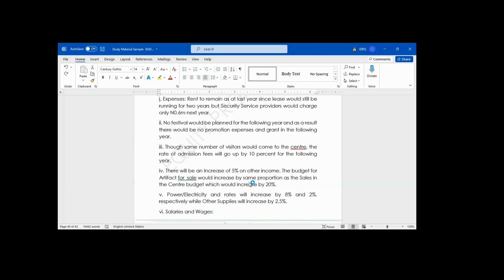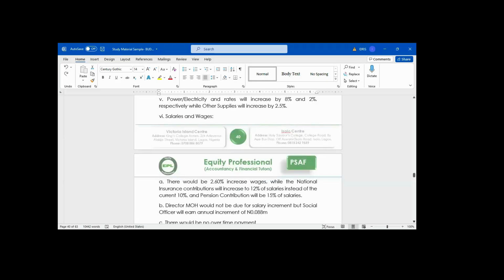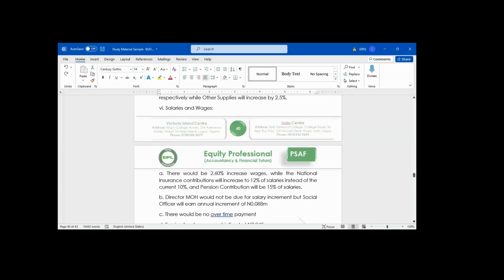4. There will be an increase of 5% on other income. The budget for artifacts for sale would increase by same proportion as the sales in the center budget, which would increase by 20%. 5. Power/electricity and rates will increase by 8% and 2% respectively. Other supplies will increase by 2.5%.